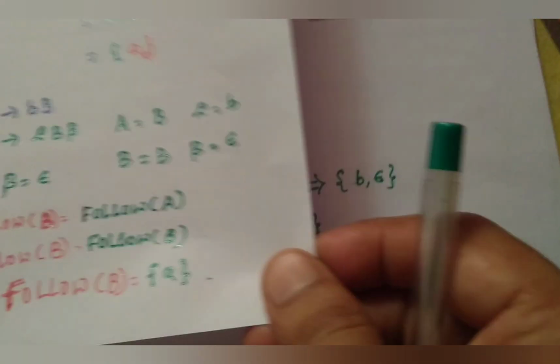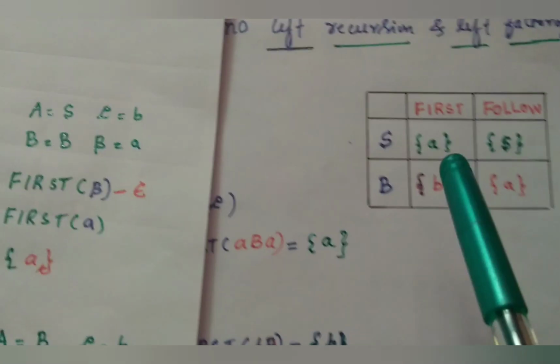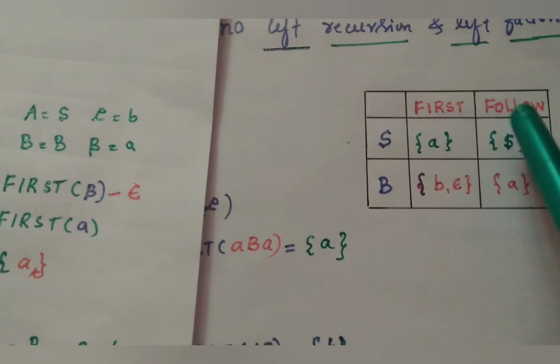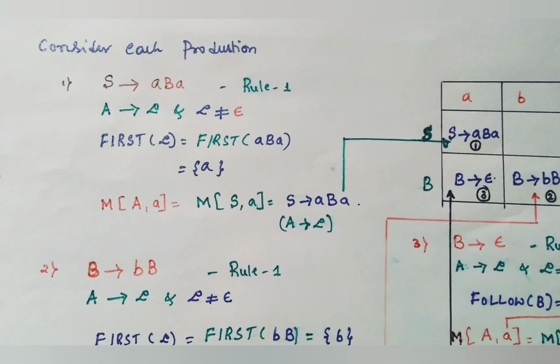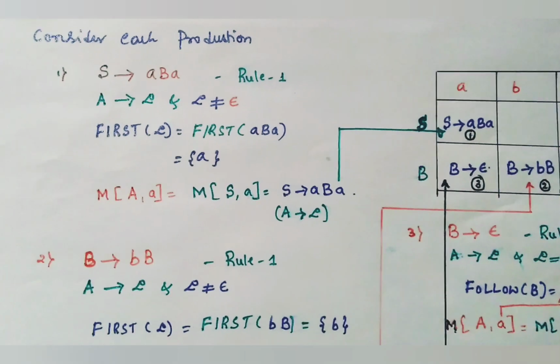So after finding this, my follow table becomes like this. My follow of S is having dollar. My follow of B has got A. Fine. So now let me explain how to construct a parsing table.